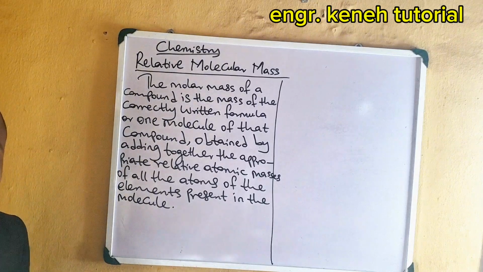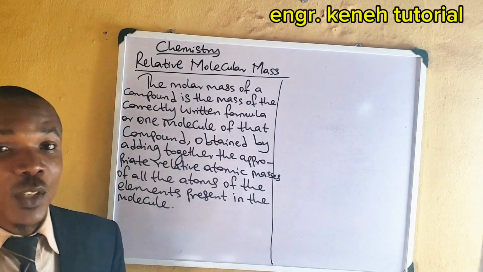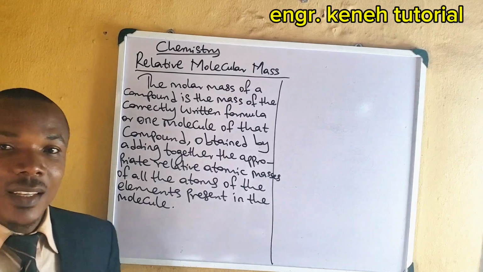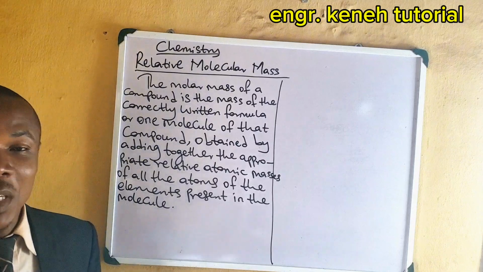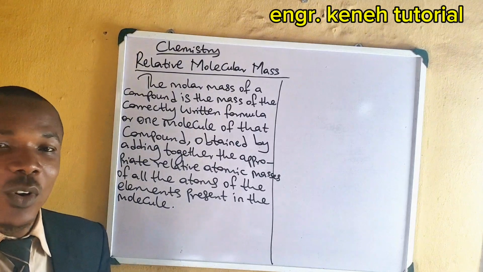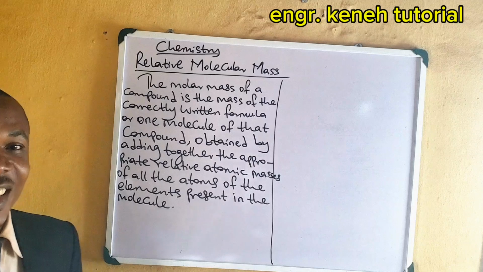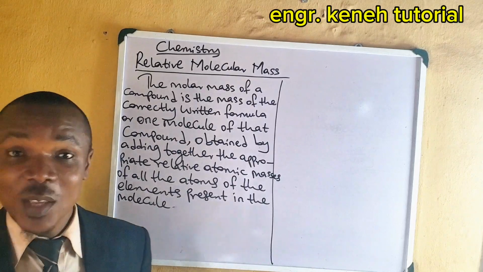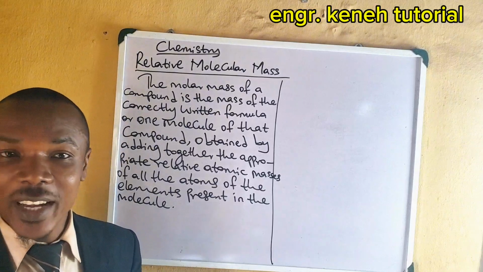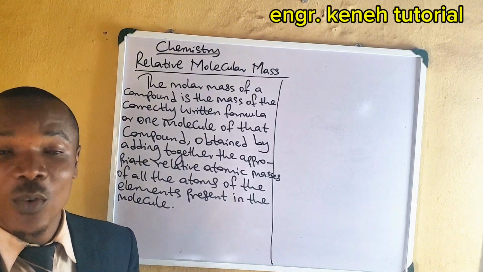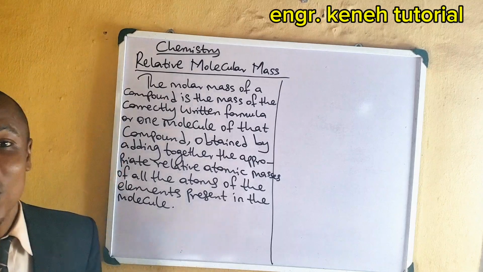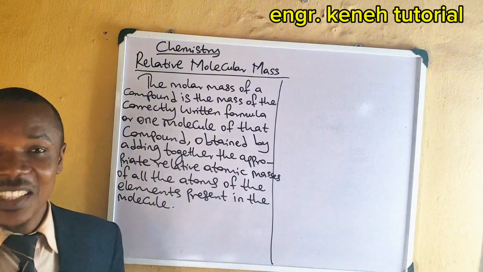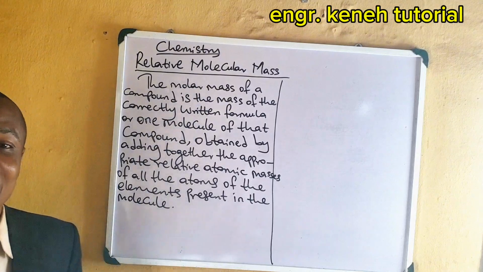All right, so how do we now obtain the relative molecular mass of a compound? We obtain that by adding all the relative atomic masses of each atom of elements that are contained in that compound. This simply means that for you to be able to find the relative molecular mass or molar mass of a compound, first of all, you should know the individual relative atomic masses. Sometimes they may be given if you are lucky, sometimes they may not be given.